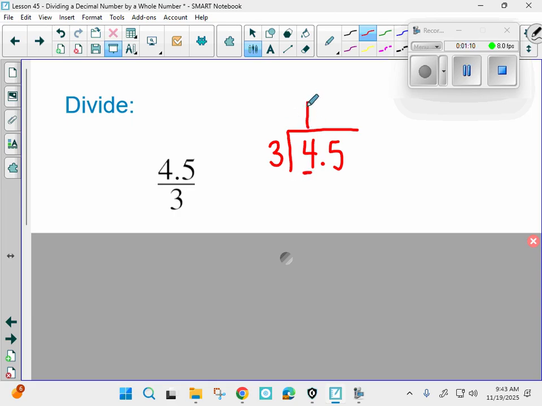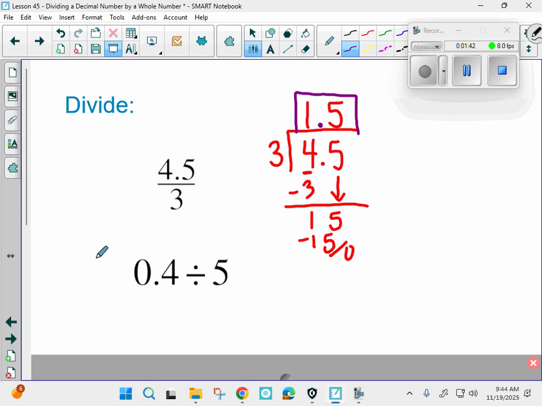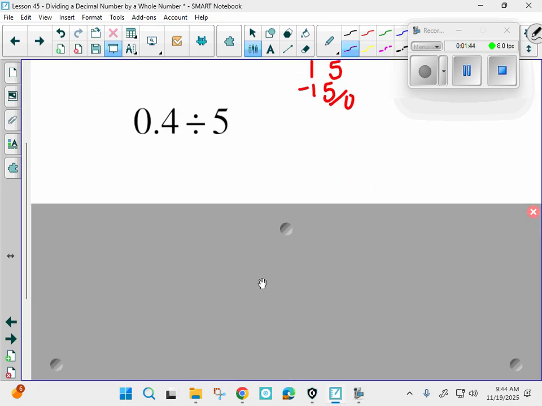And then I multiply 3 times 1, which is 3. And I'm going to subtract these. 4 minus 3 is 1. And I'm going to bring down the 5. And you just kind of ignore the decimal at first. And then 3 goes into 15 5 times. And 5 times 3 is 15. So we went in all the way evenly. And then the decimal moves straight up. So you need to be careful to line up your digits. So I get 1.5.